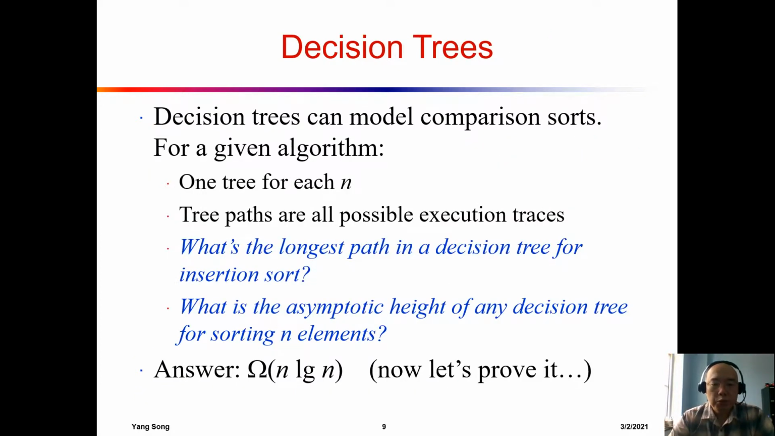So for the decision tree, as we have discussed, a decision tree can model any comparison sort. So for the tree, we have to put in at least n factorial leaves, and then we can assume that there is a height of the tree. Okay, so now we want to prove one thing. We want to prove that for a decision tree structure modeling a comparison sort, the fastest time complexity will be omega n log n.